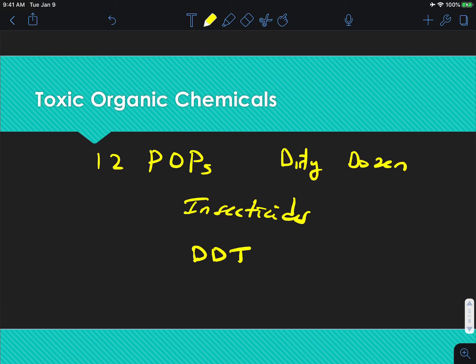So a lot of these have very similar structure, and a lot of these have been banned in this country, and we've replaced them with other ones that are less persistent, but tend to be a little bit more toxic in terms of acute toxicity, which is something we talked about in the hazards in human health section.